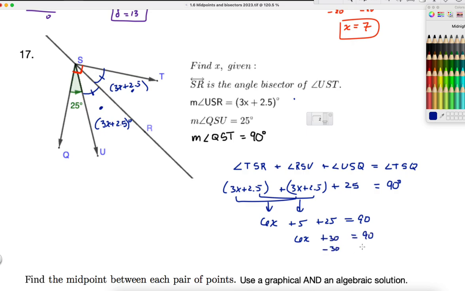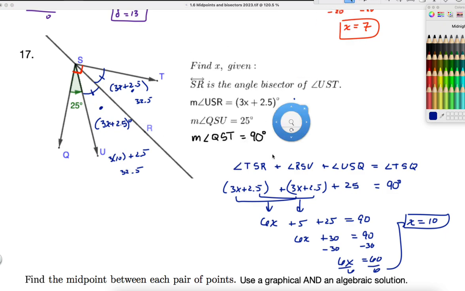Subtract 30. 6x equals 60. I'm running out of room. Divide by 6. Boom. X equals 10. If I put 10 in for x here, I would get 3 times 10 plus 2.5. That's 32.5. This would also be 32.5. And if I add 32.5 plus 32.5, that's 65, plus 25 is 90. So that checks.